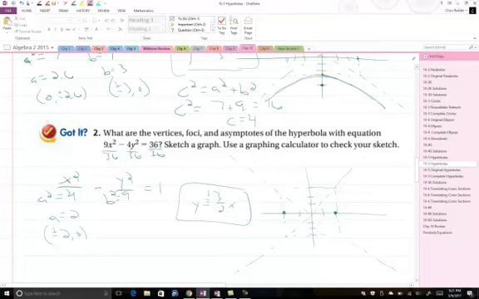And the other value that we're missing so far is c squared equals a squared plus b squared. So 4 plus 9, that's going to give us c squared. That's 13, the square root of 13. All right, so we're going to be a little bit less than 4. So 1, 2, 3, 4. So we get our foci out here. That's square root of 13.